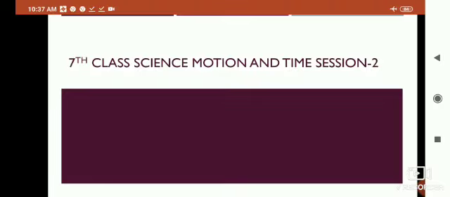Children, in the last class we discussed your chapter 4, that is motion and time. Now today you are going to learn about different types of motion. Let us enter into your session to listen.